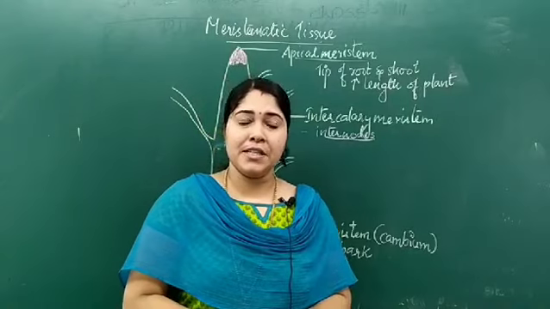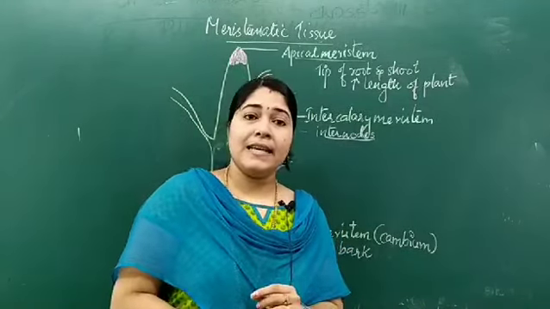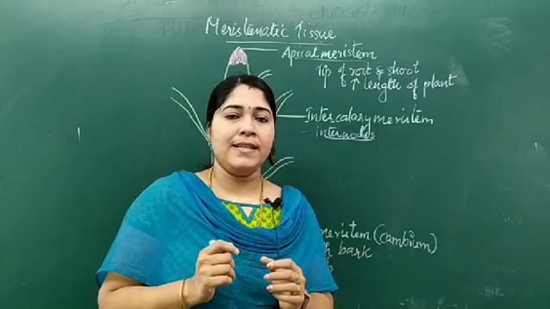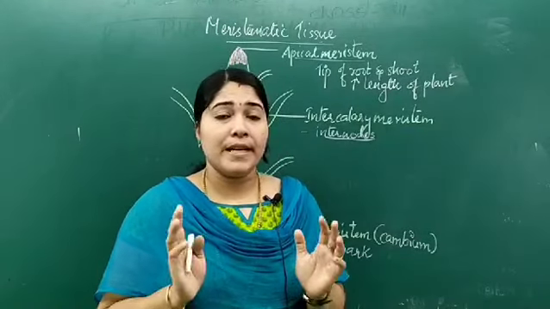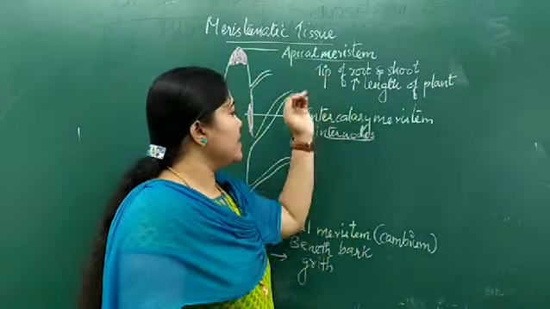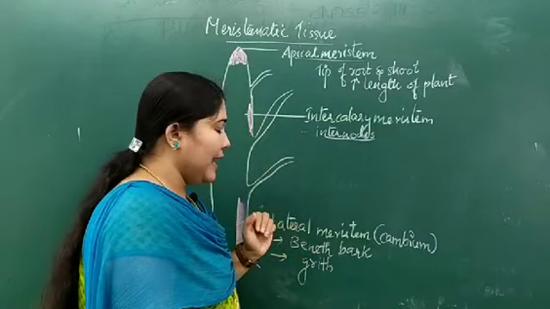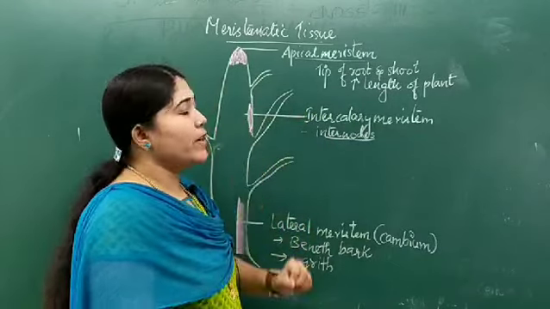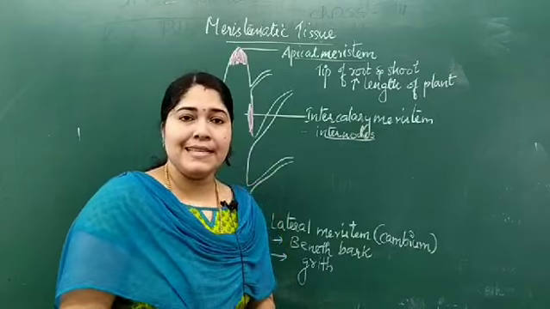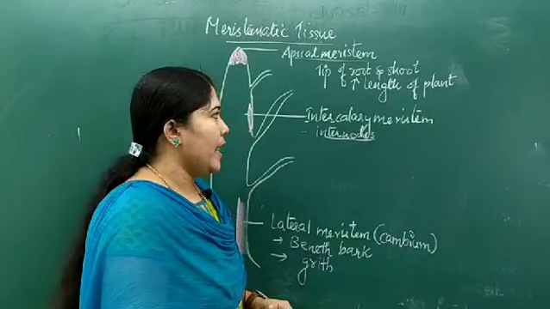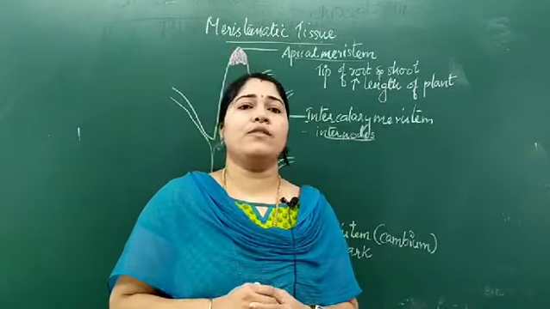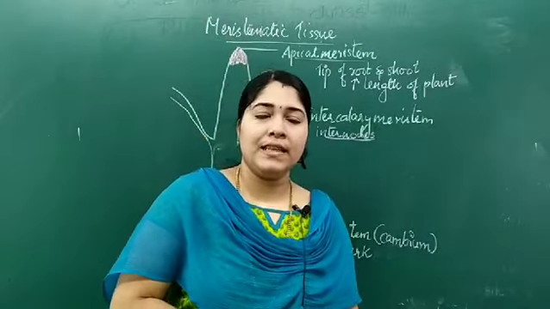What do you mean by meristematic tissue? Meristematic tissue is a type of tissue which has the capacity to divide, which shows growth. And this meristematic tissue, based upon the position in the plant body, is classified into 3 types. What are they? Apical meristem, intercalary meristem, and lateral meristem. Apical meristems are seen at the tip of the root and shoot. What is the function of this apical meristem? It helps in increasing the length of the plant body.